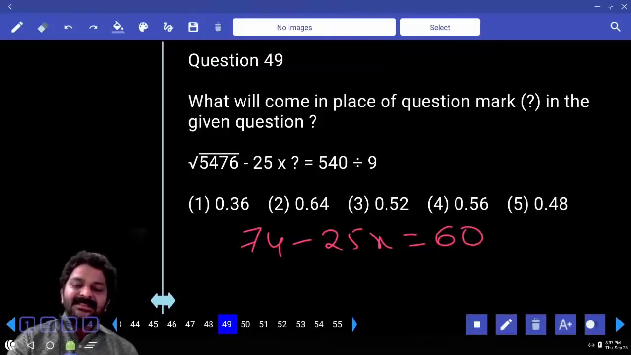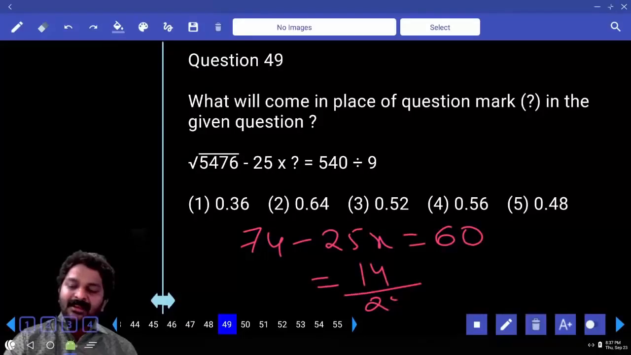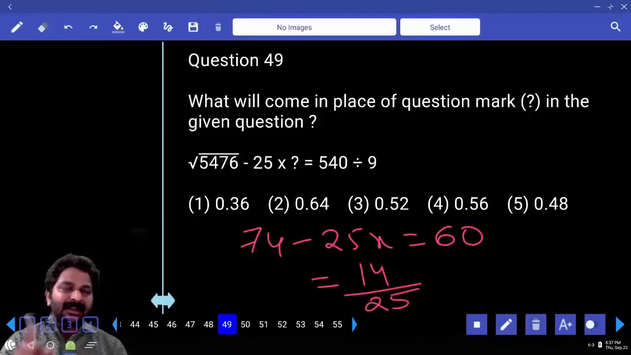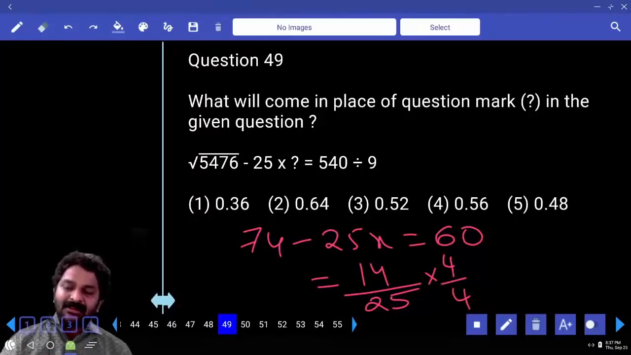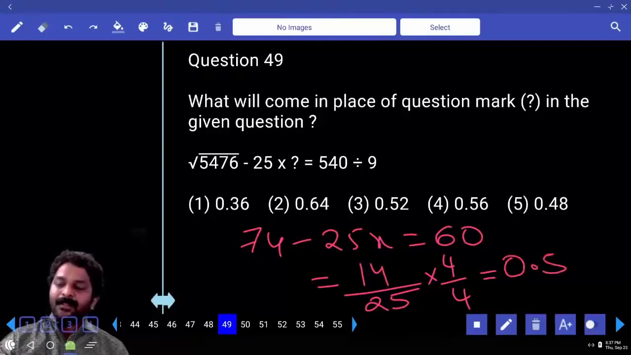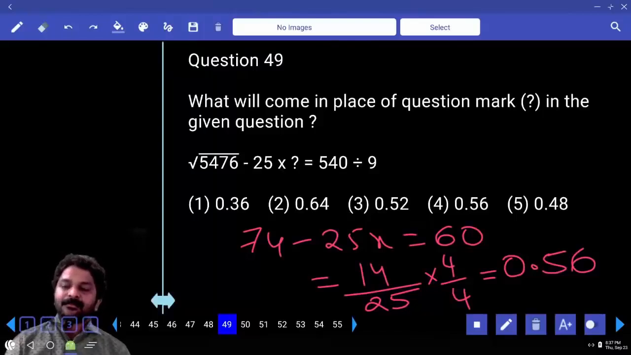From this 25x is equal to 14. X is equal to 14 divided by 25. Instead of going for cancellation, let's multiply both numerator and denominator with 4. Then denominator becomes 100. Numerator 56. 56 by 100 in the sense 0.56. Fourth option answer. Next.